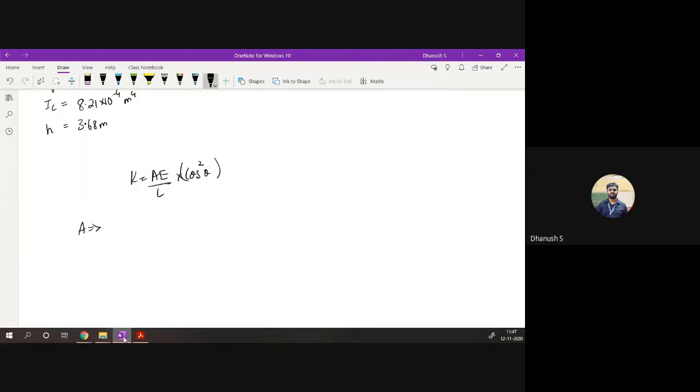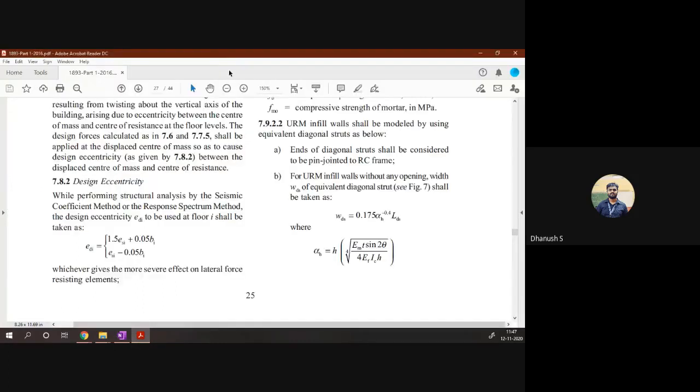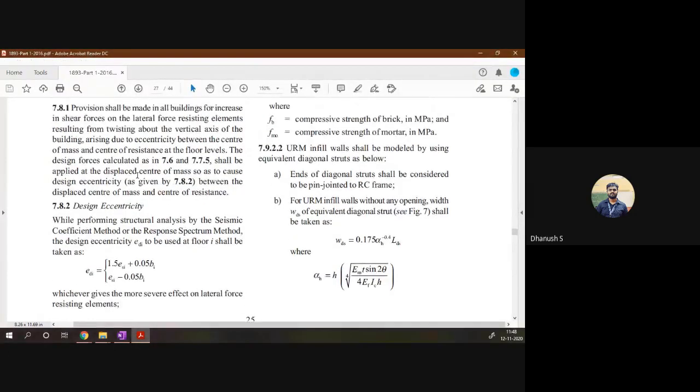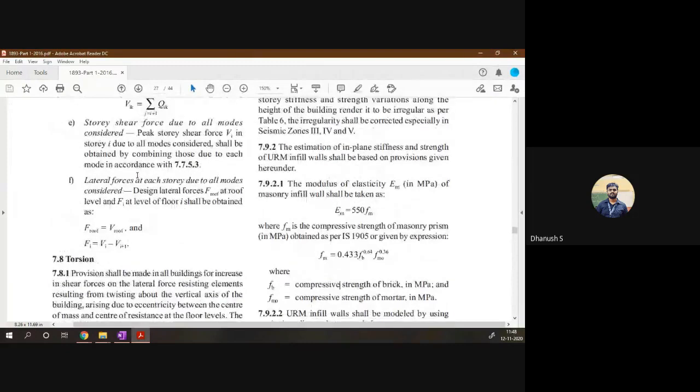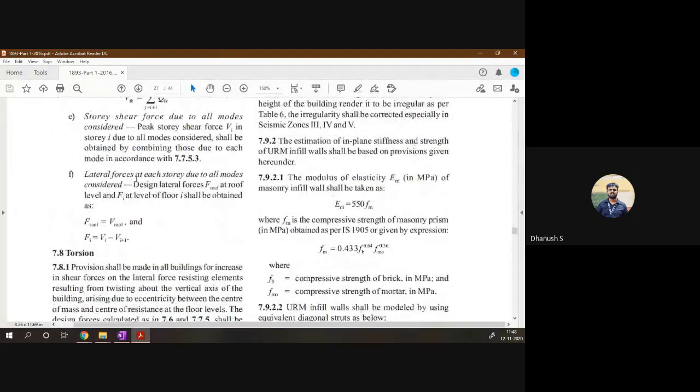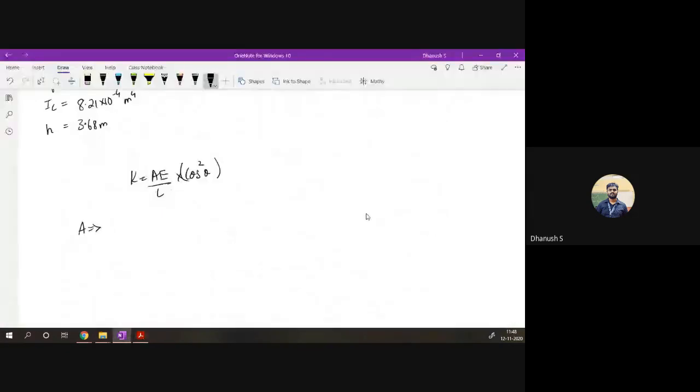Now, if you read the clause in the code book, it will tell you the width that we've got is the width, but the thickness will be same as the thickness of the wall that we've considered. So if I took the cross section of my diagonal strut, this width is whatever we just calculated, WDS. This thickness will still be the thickness of the wall, which in our case is 230 mm. So area of cross section will be 0.23 into 0.636 meter square.